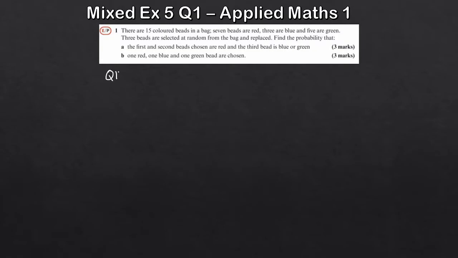So, question 1. What we're looking for here is the probability that it's red, red, blue, so the third one's blue, or red, red, green. I want to work out these probabilities. What's the probability of being red? Well, there are seven red ones in total, and how many beads do we have in total? We have 15. So this is 7 over 15. Again, we replace it, so the next one will also be 7 over 15. And then what's the probability of being blue? There are 3 that are blue, so that's 3 out of 15.